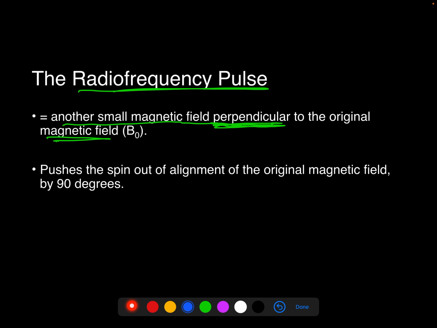Just to demonstrate here, if this was the original magnetic field, if this was B0, and then we shot a radio frequency pulse at it, the radio frequency pulse would be in the 90 degrees direction. It would be perpendicular to the original magnetic field. We'd shoot this radio frequency pulse at the protons, and this pushes the spin out of alignment of the original magnetic field. So if the protons were originally low energy pointing this way, they would, after the radio frequency pulse, point to the right.